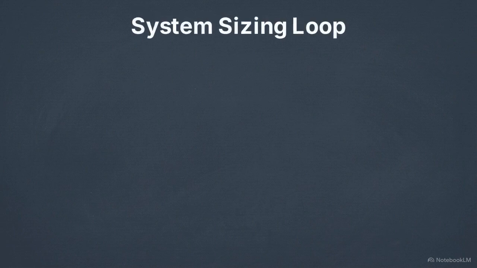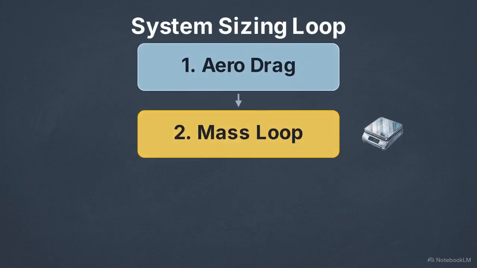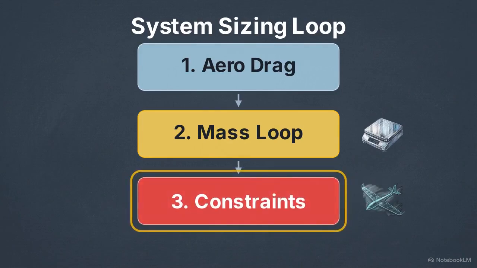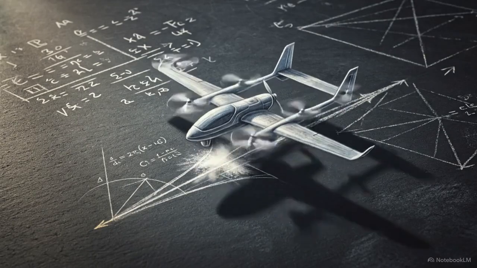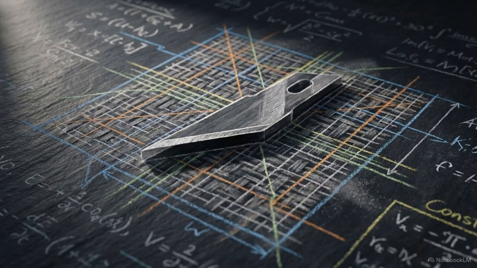This sequence requires 3 strict calculations: predicting aerodynamic drag, forcing mass variables to converge, and defining the operational limits through energy-based constraint analysis. By executing this iterative cycle, we mathematically prove that an aircraft will survive the physical demands of its mission long before we cut a single piece of carbon fiber.